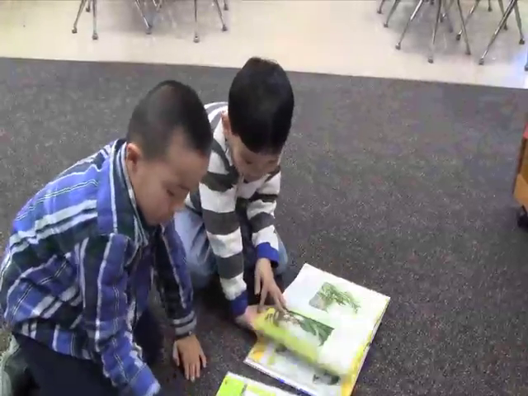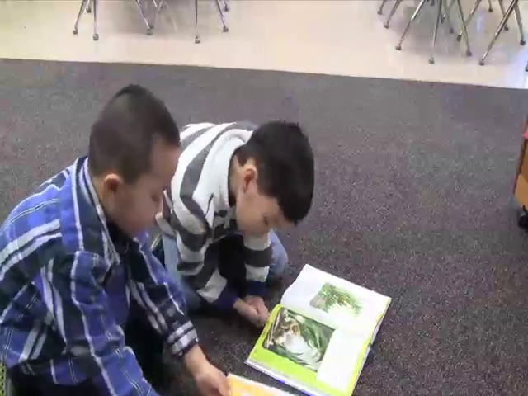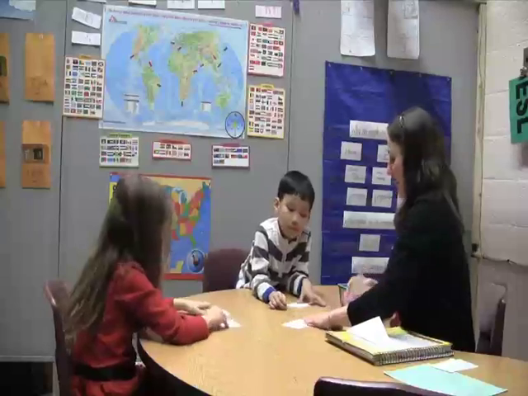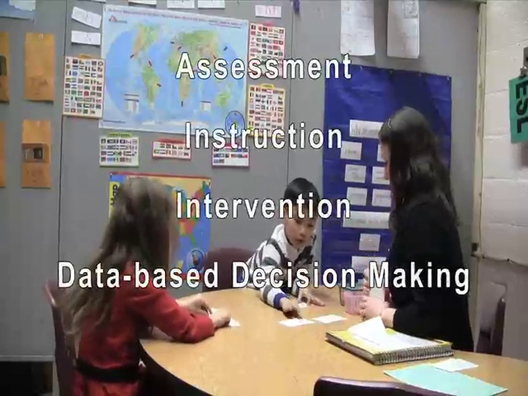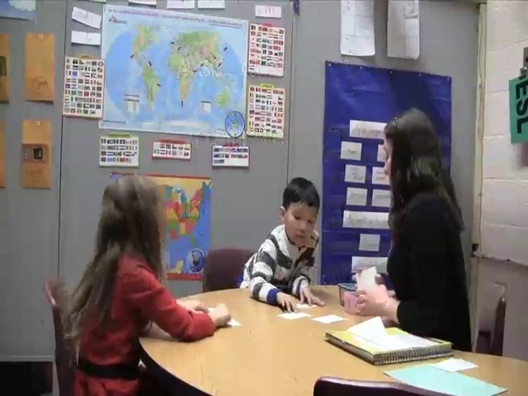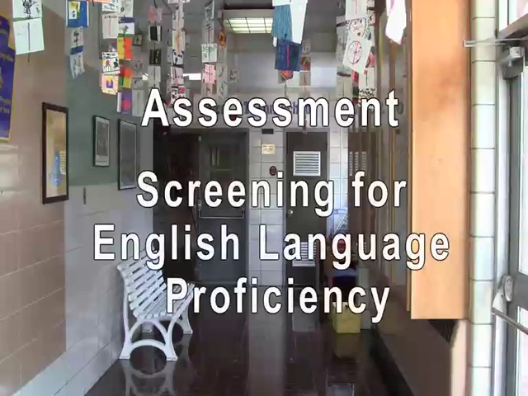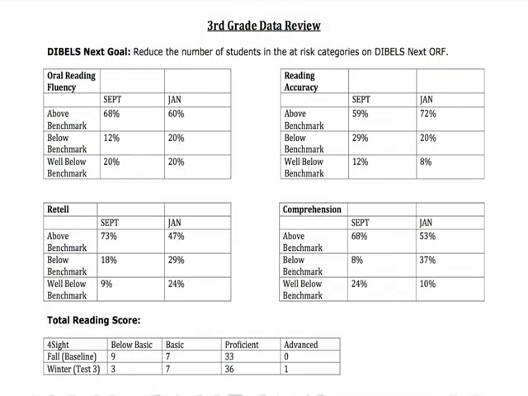To provide the viewer with a better understanding of services delivered to English language learners, or ELLs, within an RTII model, this video will highlight best practices used during assessment, instruction, intervention, and data-based decision-making. Assessment. Screening for English language proficiency. When working with ELL populations, certain types of data must be taken into consideration as part of the RTII process.